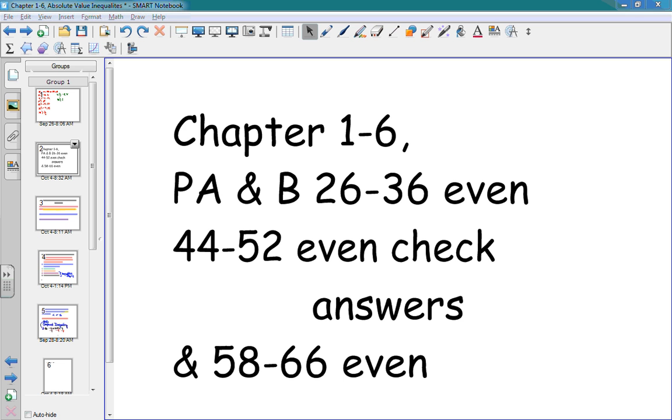Now, these are all evens, so the evens are not in the back of the book. And we all understand that. The evens are not in the back of the book, only the odds are. So you guys need to make sure that you are checking odds in the back of the book, but the evens, you're going to take the answers in class. Any questions over what I just said?